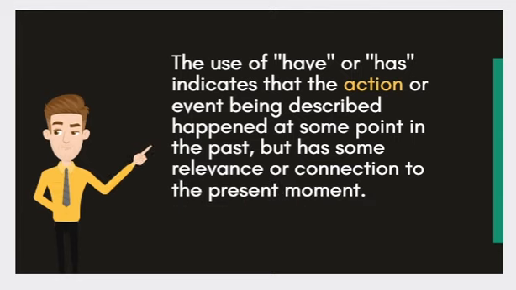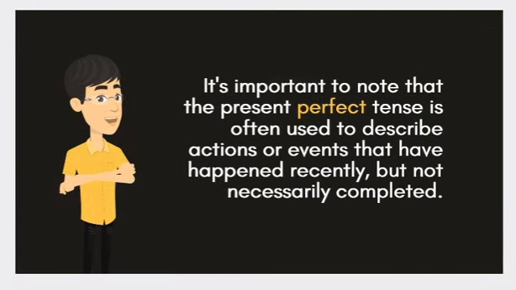The use of have or has indicates that the action or event being described happened at some point in the past, but has some relevance or connection to the present moment. It's important to note that the present perfect tense is often used to describe actions or events that have happened recently, but not necessarily completed.